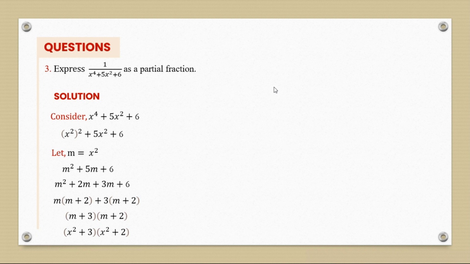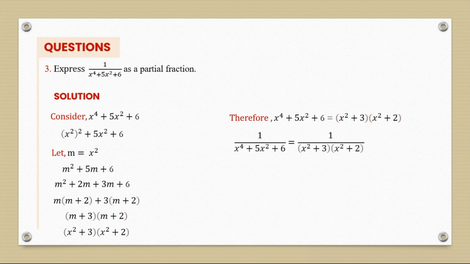So now this is a unique example because, as you can see, we have two irreducible quadratic factors. We have x squared plus 3 and x squared plus 2. So what are we going to do? Now, therefore, this is what we have. So therefore now, this is the same as that.